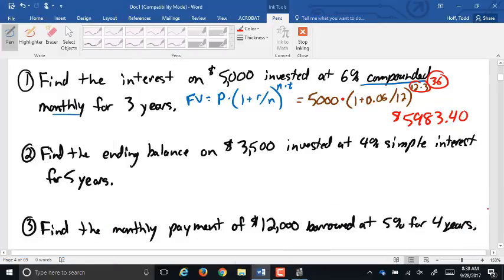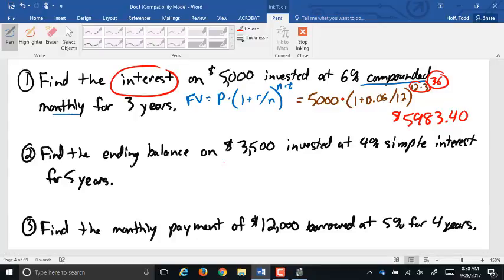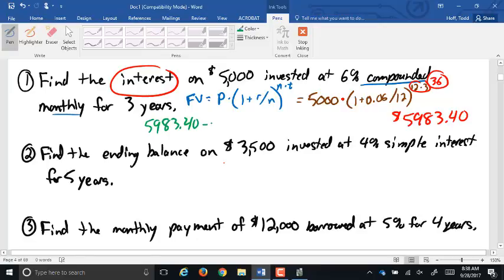Okay, now that's the ending balance, but what's it asking for here? Just the interest. So we do have to go back and take that ending balance and minus what we started with, the 5,000, to get the amount that is interest, which is $983.40.